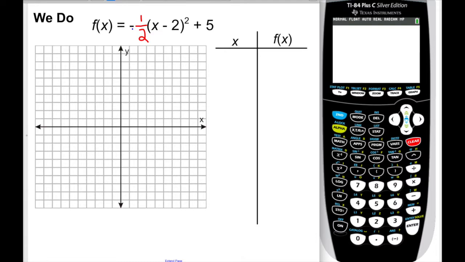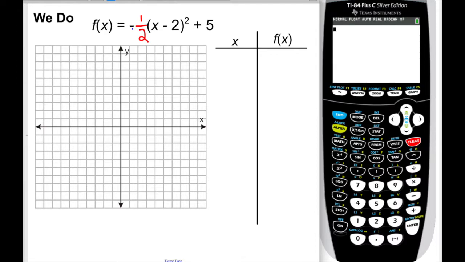I'm just looking at the negative 1/2 in parentheses, x minus 2 squared plus 5, and I'm thinking, what do I know about this that is going to help me graph it? What I know is two things. One, is it going to point up or point down?